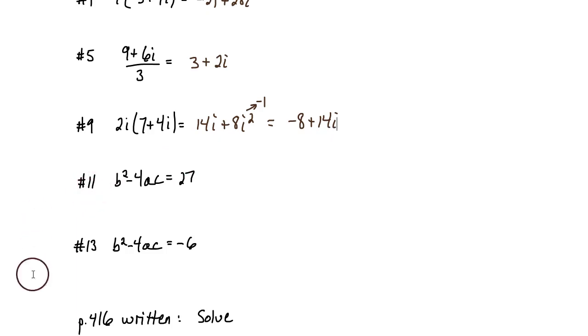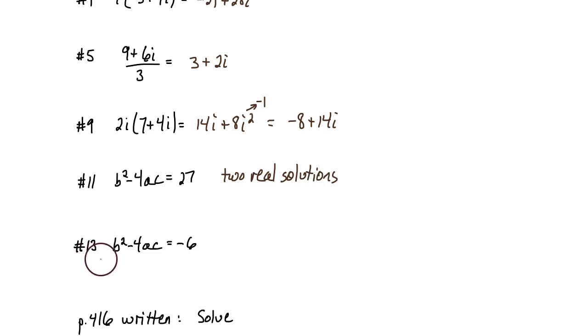Number 11. We are told that a quadratic equation has a discriminant equal to 27. Recall that b squared minus 4ac is called the discriminant, that the discriminant is the expression inside of the radical in the quadratic formula, and that if the discriminant is equal to a positive number, there are two real solutions. So number 11 asks us, what is the nature of the solutions? We can say there are two real solutions. The solutions are real numbers, not imaginary numbers.